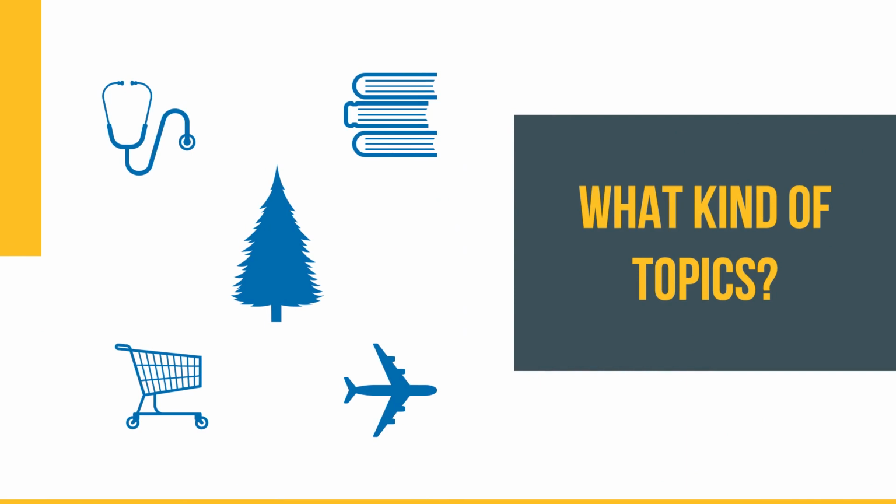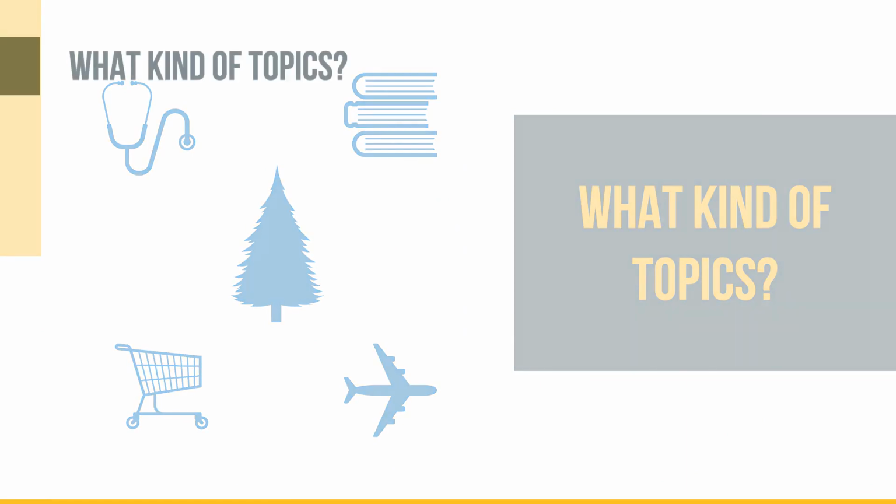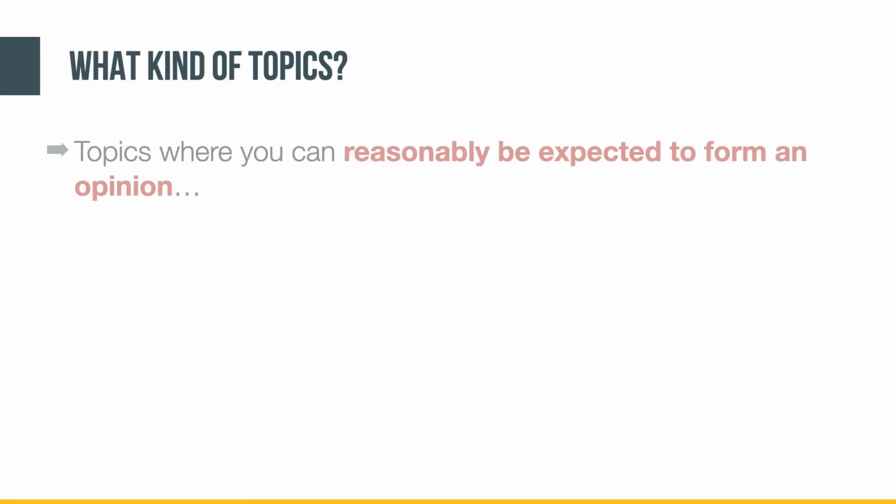So what kinds of topics are you likely to see in Task 2 of the IELTS writing test? In general, they are topics where you can reasonably be expected to form an opinion. Now, you might never have thought about how music can bring people together. And you might never have thought about, do you need to watch movies in the cinema or can you do it at home? But you can probably think of something to say about these kinds of topics quite quickly, especially if you practice coming up with ideas. That's something I'll explain later in the course as well.